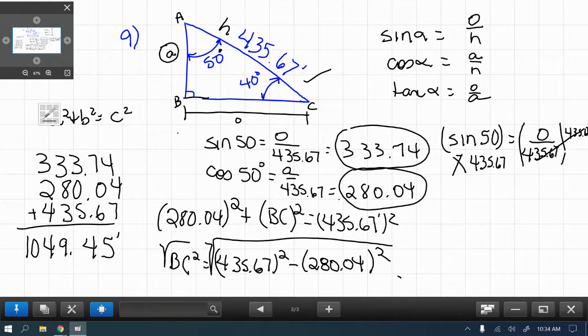The 435. Oh, that was given. BC. So you added those 3. So the final answer should have been 1,049.45, meaning how many feet of fencing will be needed to enclose the field. So that's a triangle field. I gave you the hypotenuse, you had to solve for the other 2 and then add them together.